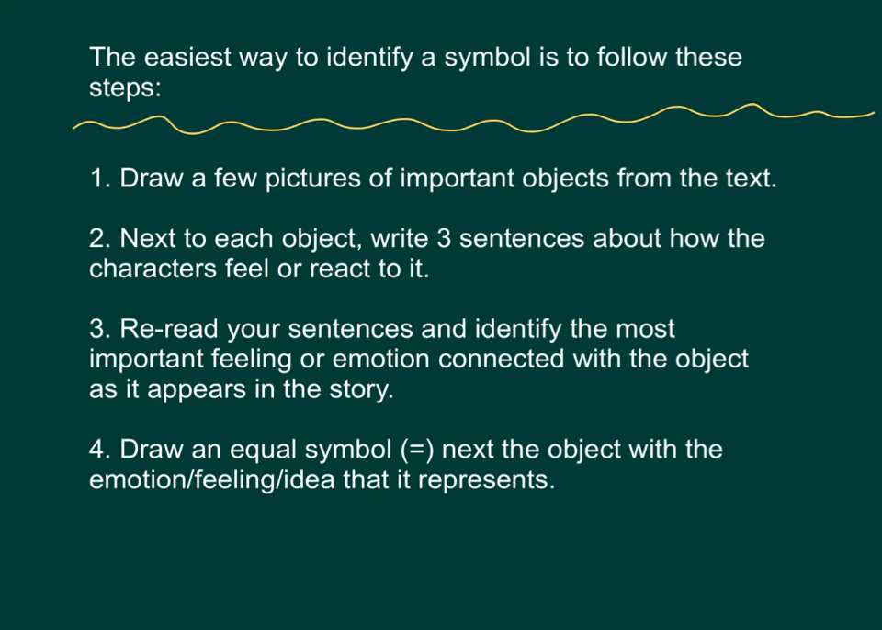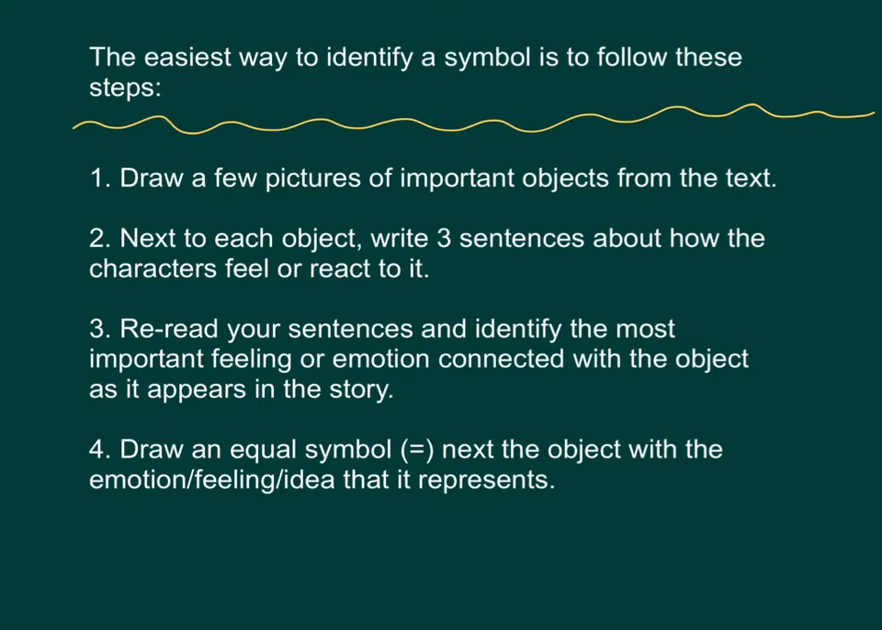And these steps are supposed to be the easiest way, sort of like a shortcut, on how to identify one of those literary objects or symbols in a poem, in a short story, in a chapter, or maybe even in a novel. So, step 1, draw a few pictures or images of important objects from the text. I don't care how great of an artist you are, but you can do it.